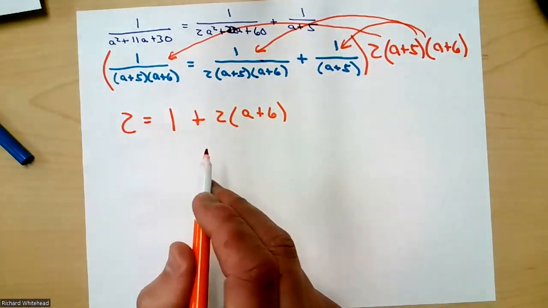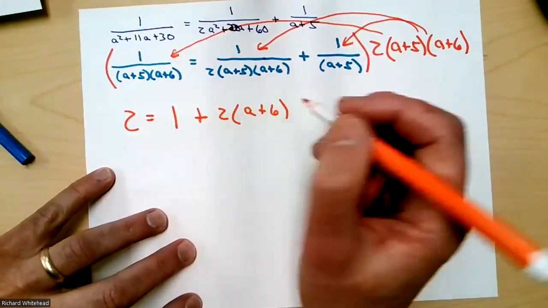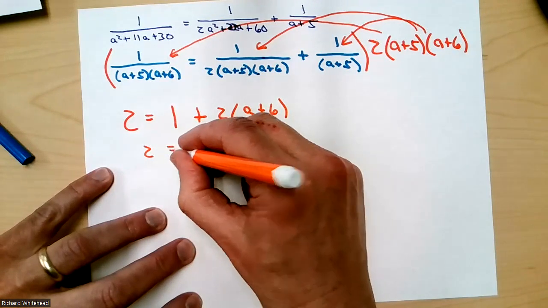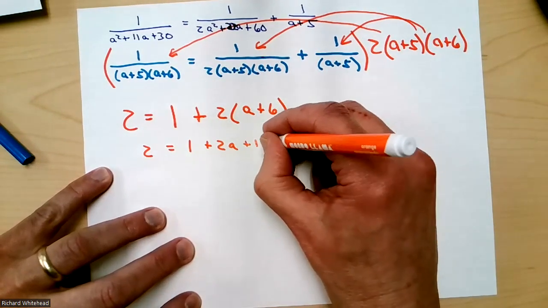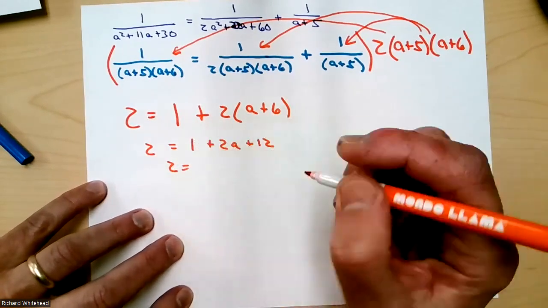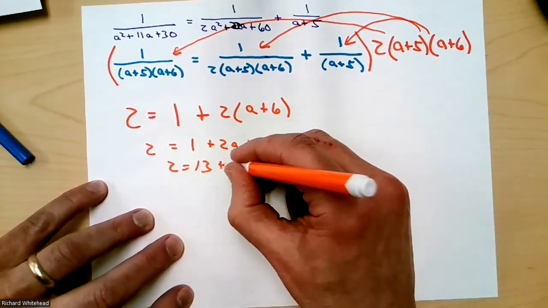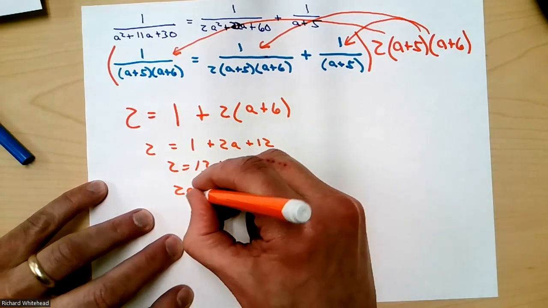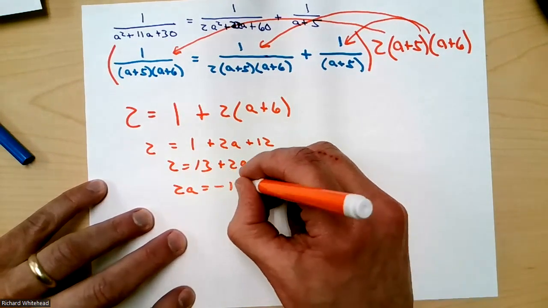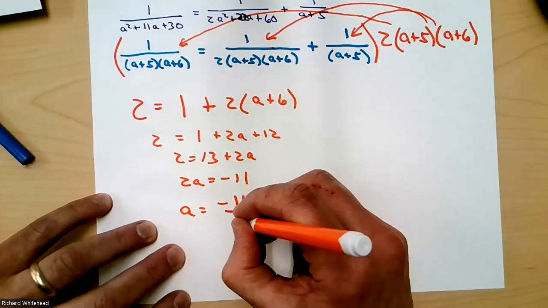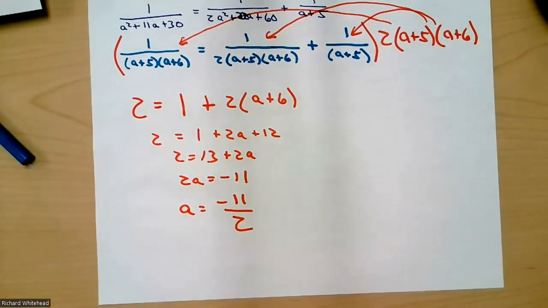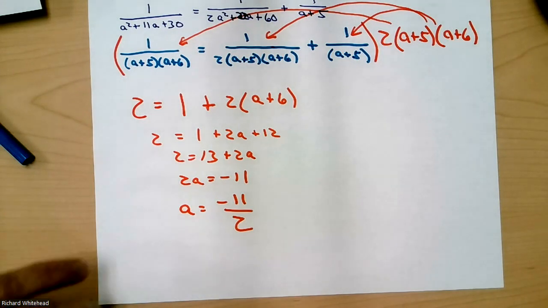Now we just have a little Mickey Mouse problem here we have to clean up. So let's see what happens. 2 is equal to 1 plus 2a plus 12. So 2 is equal to 13 plus 2a. So 2a is equal to negative 11. So a is equal to negative 11 halves. So a little bit of a hassle.